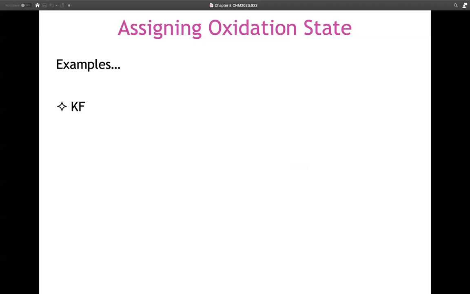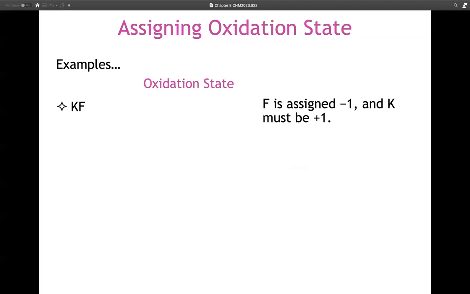Okay, so potassium fluoride. Again, fluorine is in group 7A, assigned a -1. Potassium has to be a +1, right? So the overall oxidation state is 0, but fluorine is a -1 and potassium is a +1.